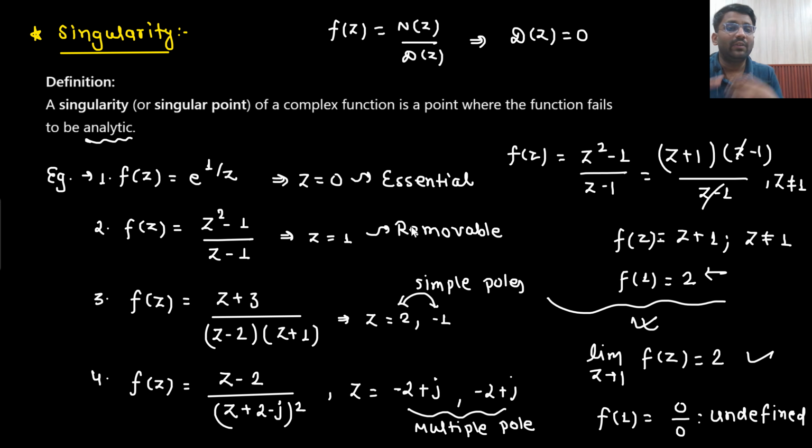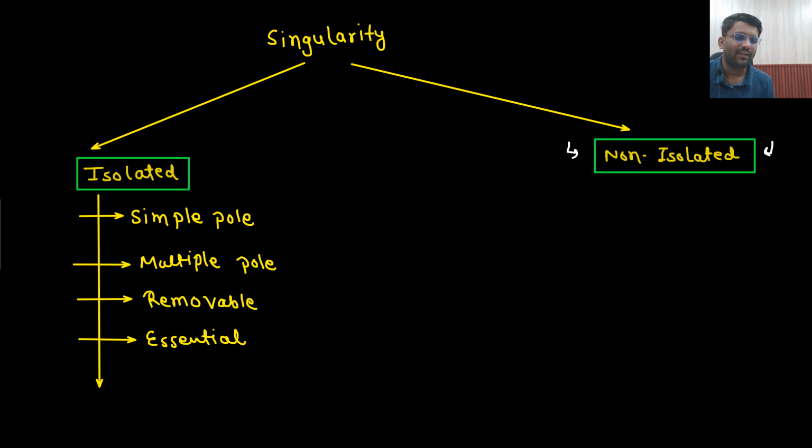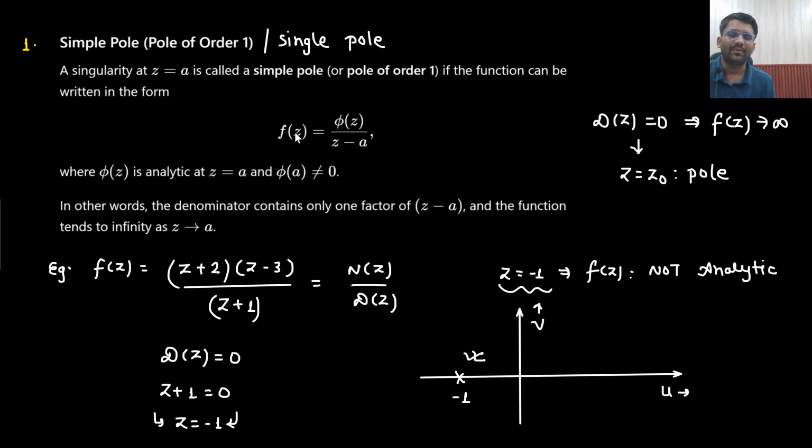That, sir, the limit will exist. What you can do is remove this kind of singularity. Although yes, at z equals 1 there is a problem, but it is removable. You can cancel them out, so it is known as a removable singularity, and whatever is left is known as an essential singularity. We will study them one by one in detail, but I hope you have now understood the meaning of simple pole.